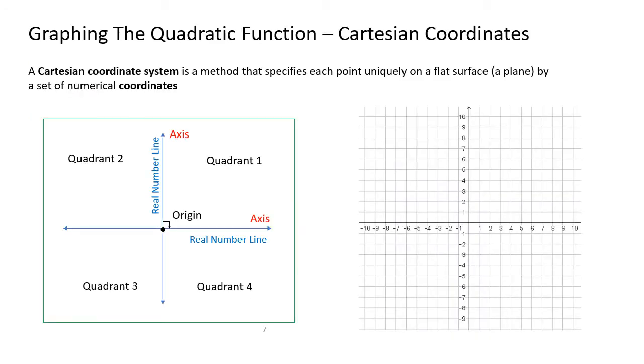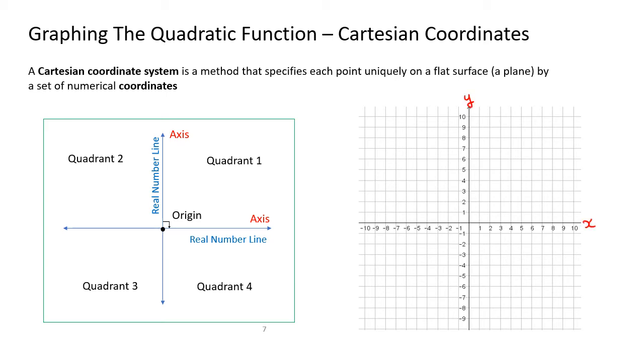Okay, so now that we've talked about the quadratic formula and we've seen how it works, I want to move into graphing these quadratic functions. But before I do that, I want to talk about the Cartesian coordinate system. Cartesian coordinate system is a fancy way of saying graphing these functions in 2 dimensions. Okay, in other words, x and y.